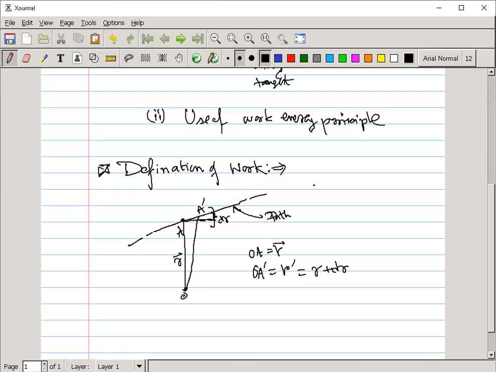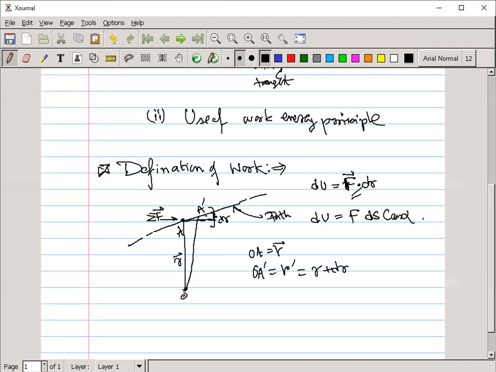The work done, which is defined by du, is the summation of all forces acting on that particle. This is a vector, so the force vector dotted with dr gives us the magnitude of the dot product, which is du. So du is F ds cos alpha.